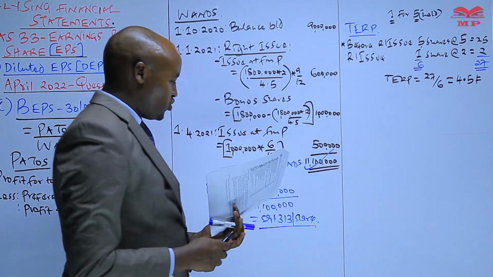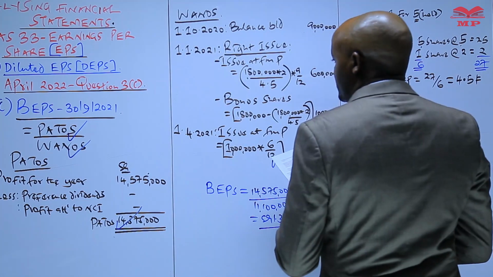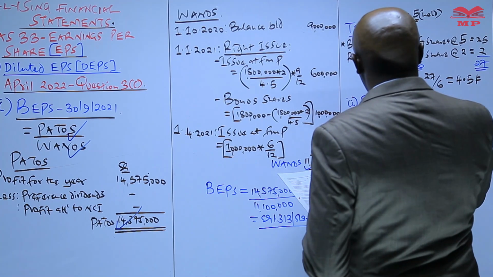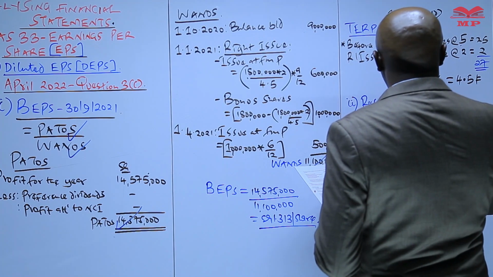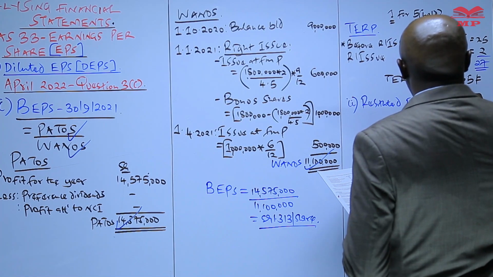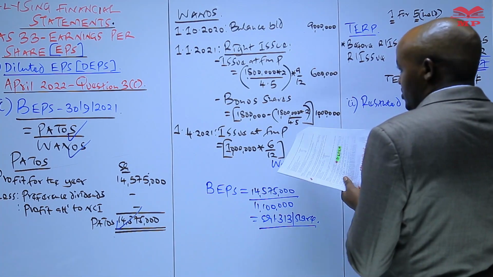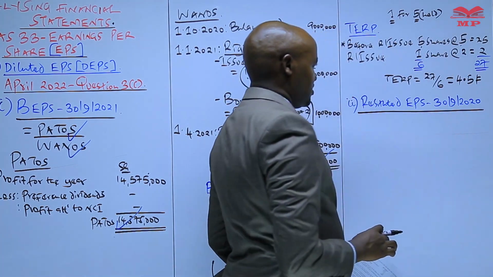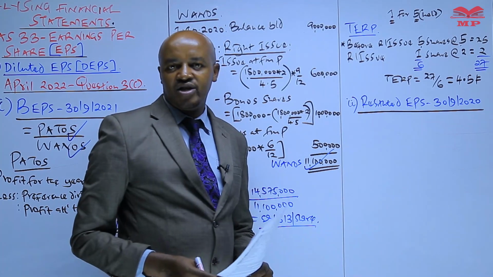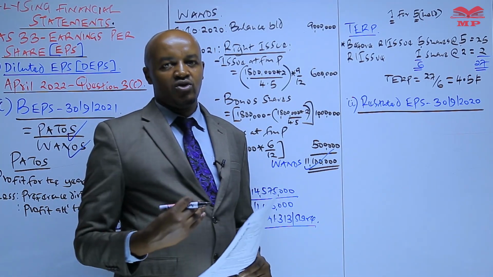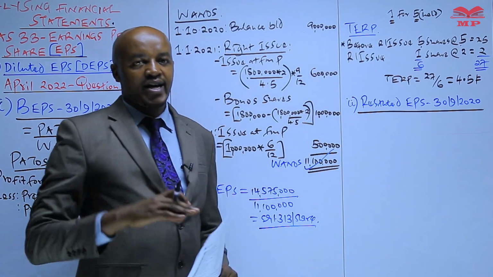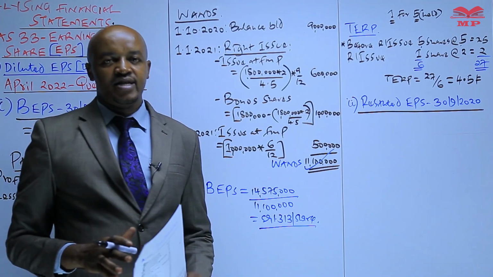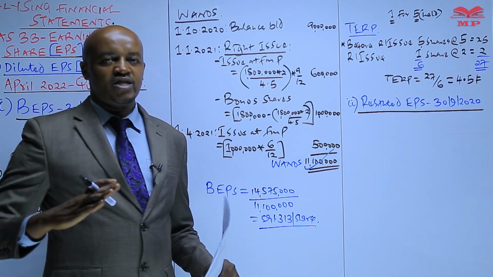So let's move to Roman 2. In Roman 2, we are required to compute the restated earnings per share of the year which ended 30th of September 2020. 2020 is basically the previous year. So this is, in other terms, what we refer to as adjusted earnings per share. And the earnings per share of a previous year is adjusted if during the current year, the current year we can say is the year 2021, there were some shares which were issued as bonus shares or free of charge.